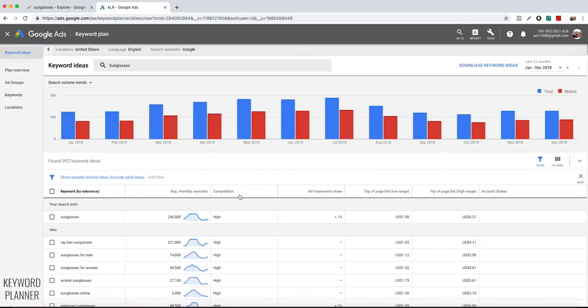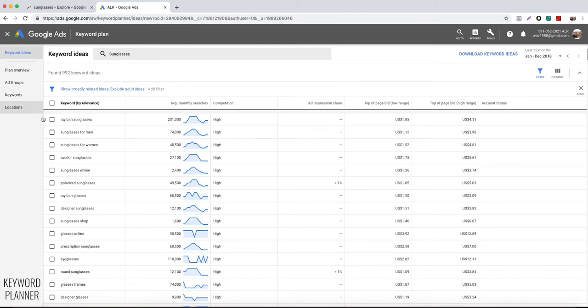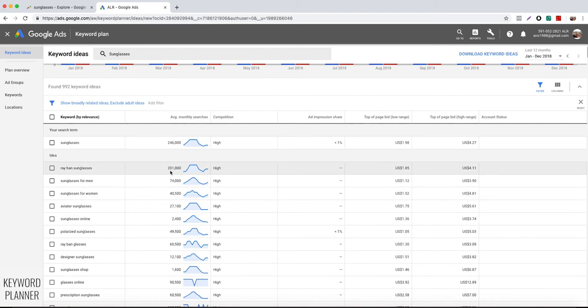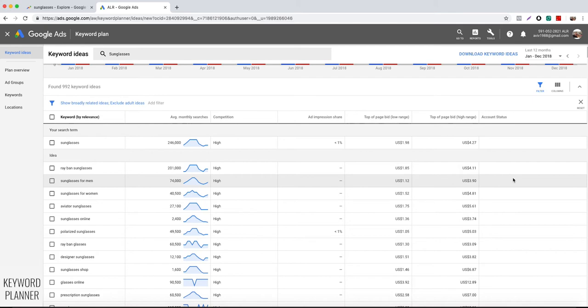Now, what is actually amazing here is the keyword that you can market with. If you go here, you can see that 200,000 people are looking for Ray-Ban sunglasses every month. This is not what interests me, because I know that there is a lot of competition with these keywords, and these keywords are so expensive when you look at the cost, 1.75, Ray-Ban sunglasses is 1.85, which is really expensive.